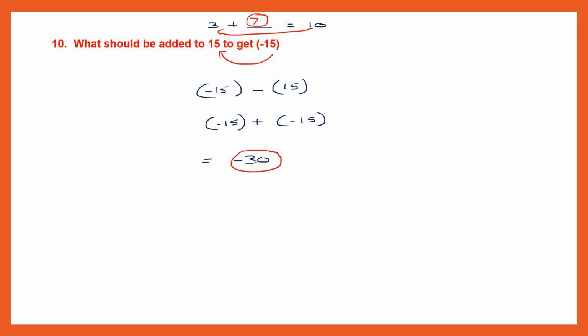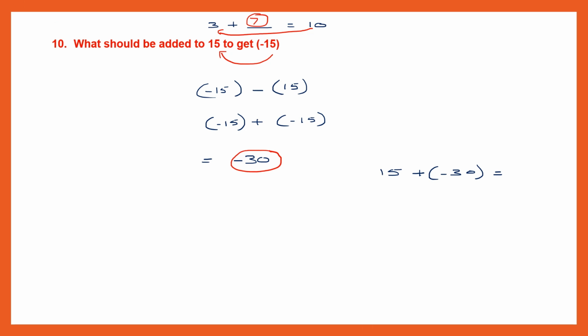Now you can check that. What does it say here? What should be added to 15 to get negative 15? So we're going to add negative 30 to 15 and let's see whether we get our answer as negative 15. If we get negative 15, then this answer, negative 30, is correct. So here this is addition. Signs are different.